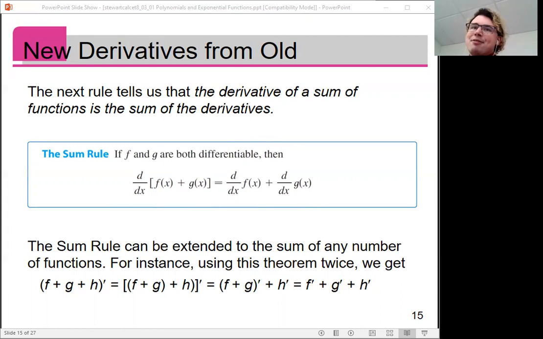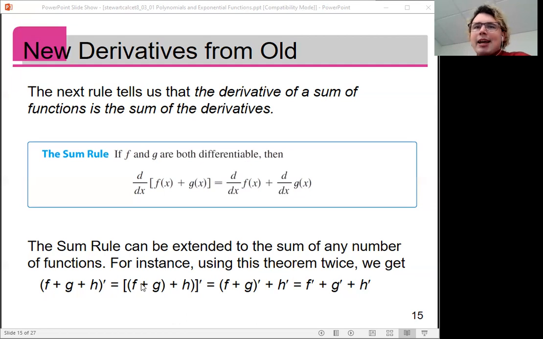Now, this extends very nicely. So if we had the sum of three different functions, let's say I have quantity f plus g plus h all together, and I'm taking the derivative of that, so I've got that with a prime symbol there.